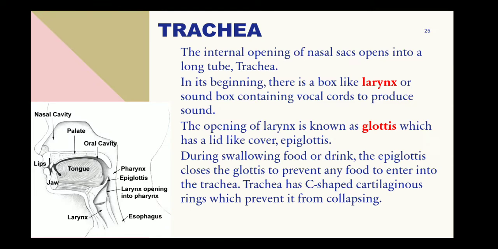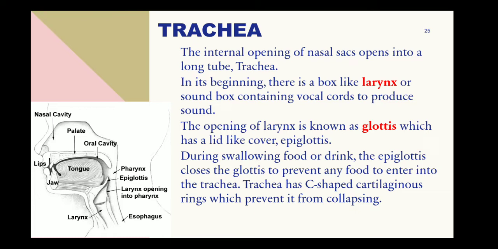Then the trachea. The internal opening of the nasal sacs opens into a long tube, which is the trachea. You can see over here, this is the oral cavity, and it opens into the trachea. In its beginning, there is a box-like larynx. So this is the larynx, which is box shaped, and it is called the sound box. So larynx is a sound box containing vocal cords to produce sound. So this is the sound box through which we speak and produce sound.